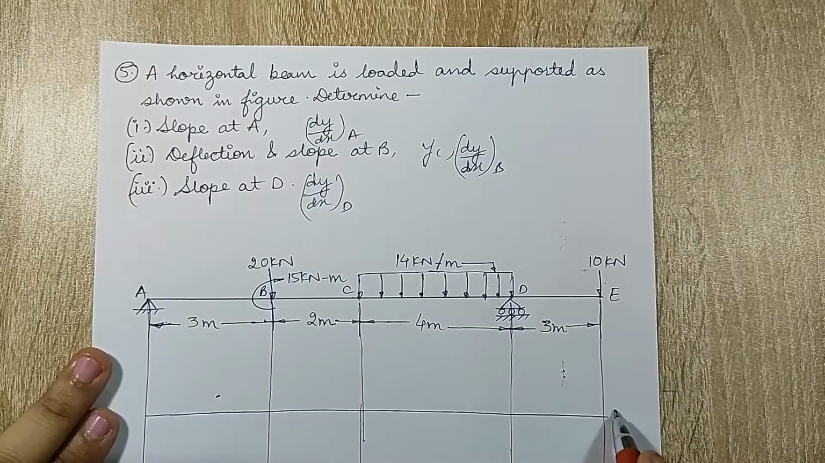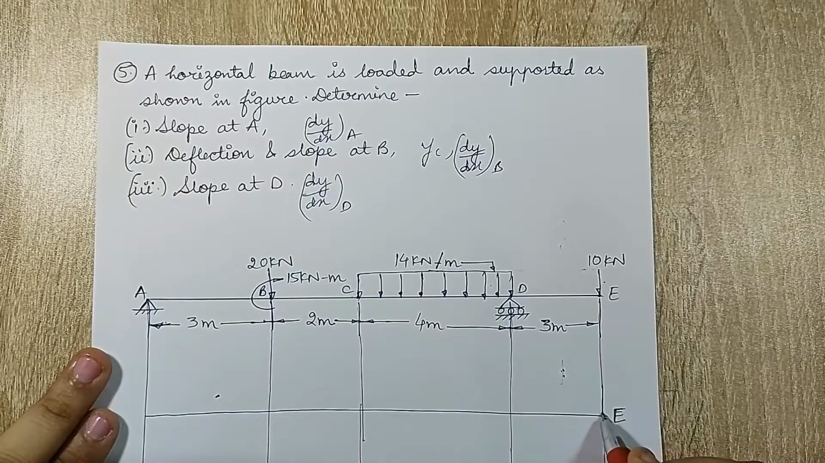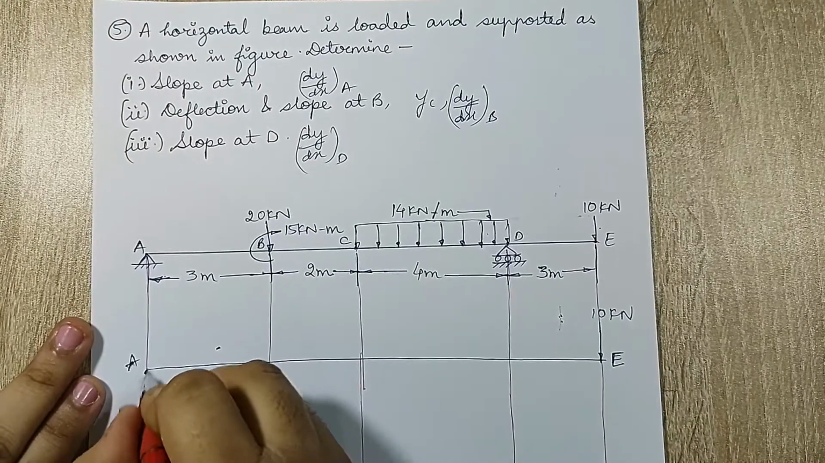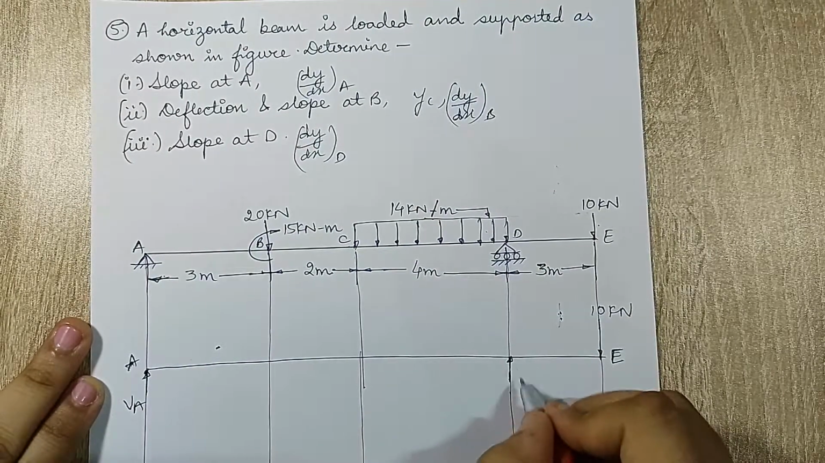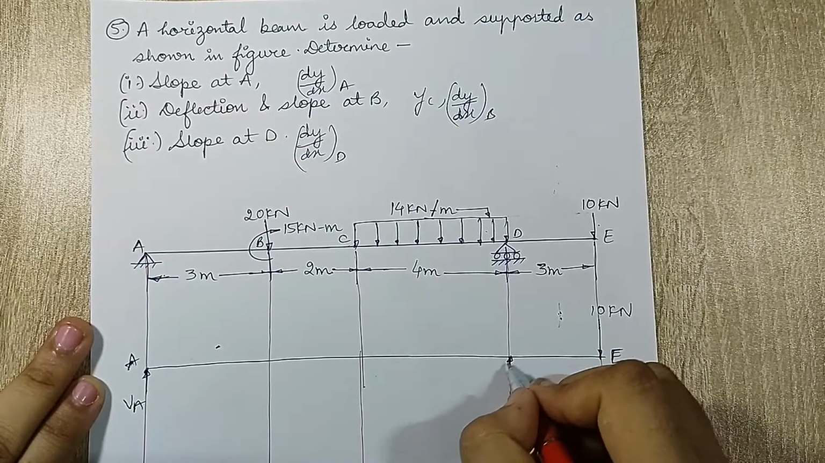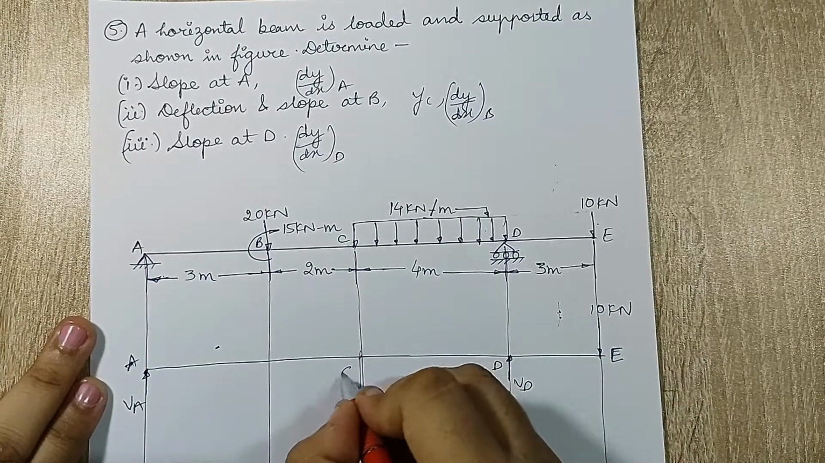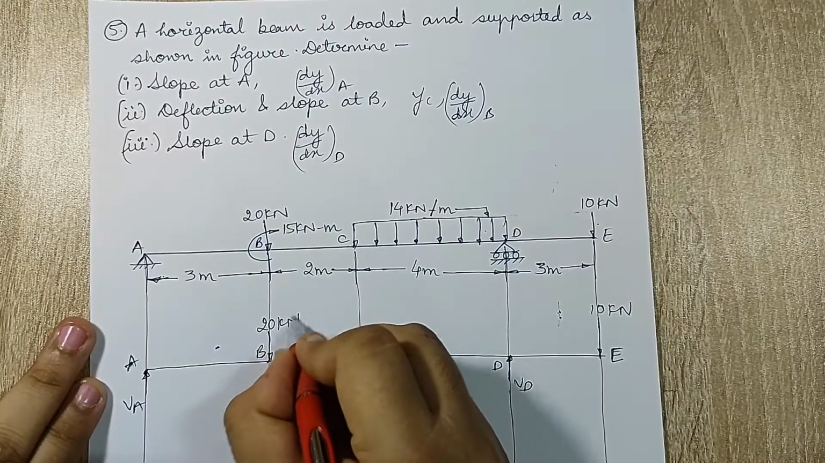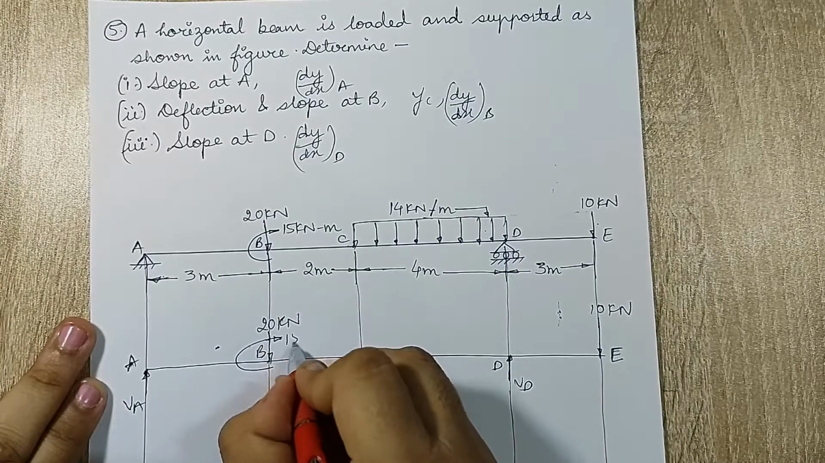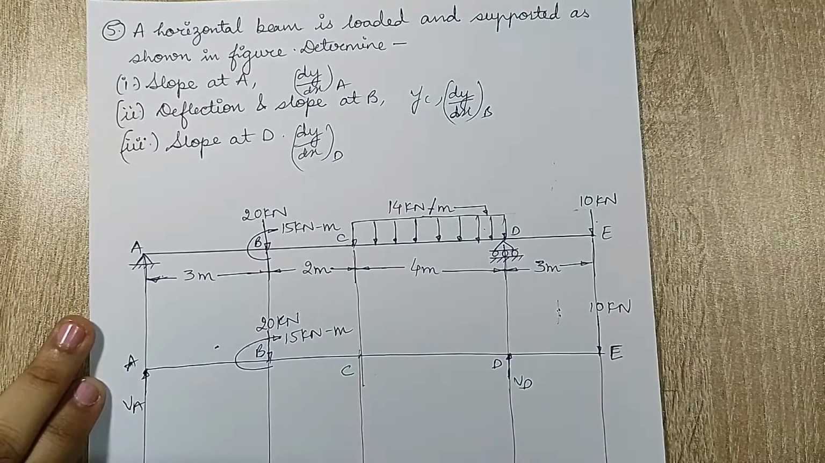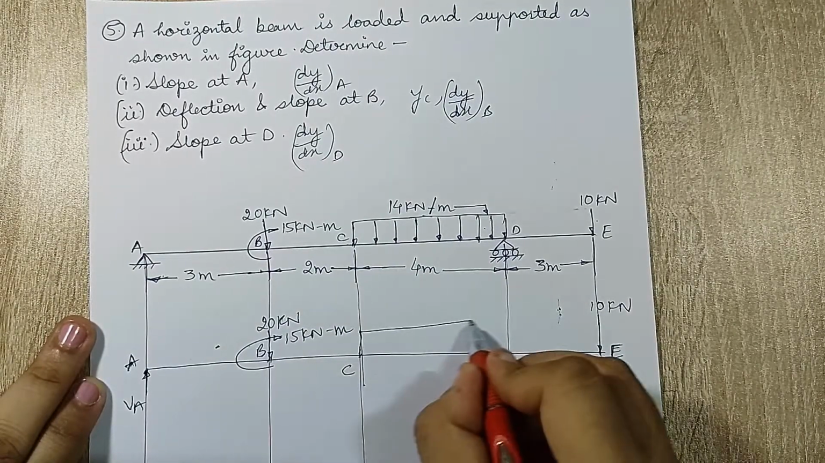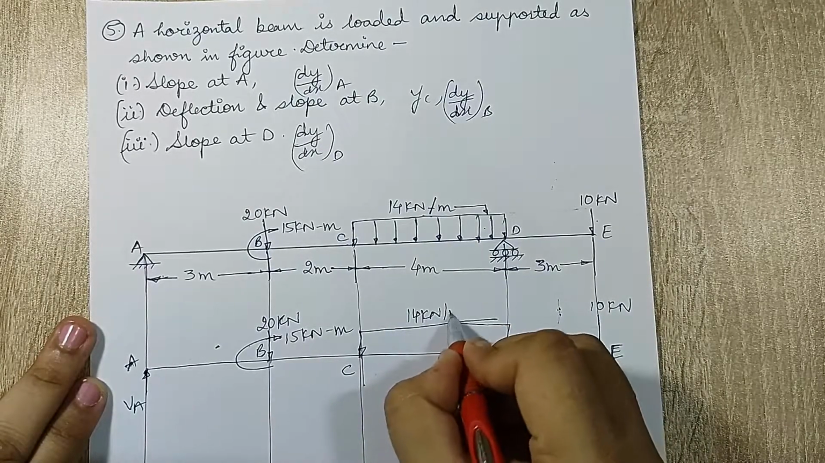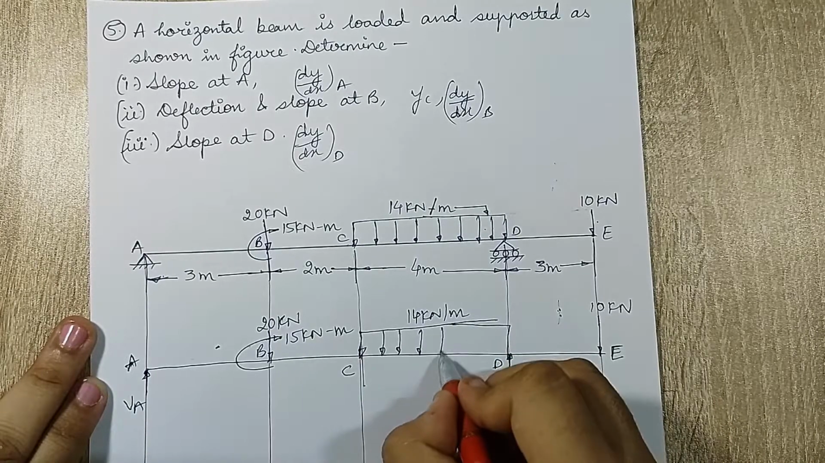I'm going to draw the beam again. Here there is a load of 10 kilonewton. At A there will be a reaction VA. At D there will be a reaction VD. So this is my point D. Here I have my point C, and at point B there is a load of 20 kilonewton, and here there is a moment of clockwise direction of 15 kilonewton meter. Now I have a UDL from C to D already of 14 kilonewton per meter. So this is that UDL which I already have.